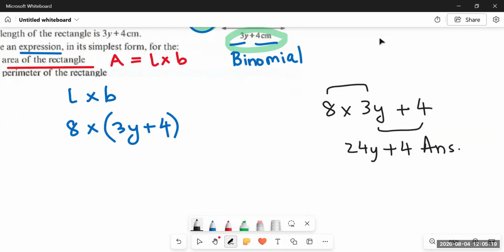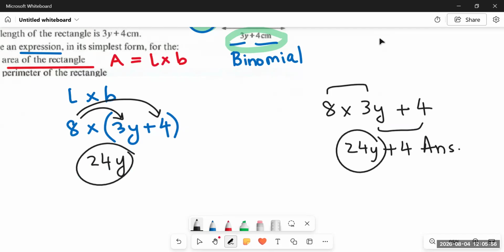And if I keep this inside the bracket, since it's the total length of the rectangle and it's in the form of a binomial, we are supposed to keep it inside the bracket. And now when we multiply 8 with 3y, we have to apply the distributive law, because when we multiply the monomial with a binomial, all the terms inside the binomial must be multiplied with the term outside, that is the monomial, one by one. So here when we multiply 8 with 3y, it gives us 24y. That's correct. The same thing we are getting here.